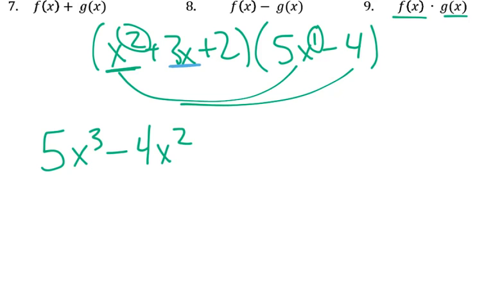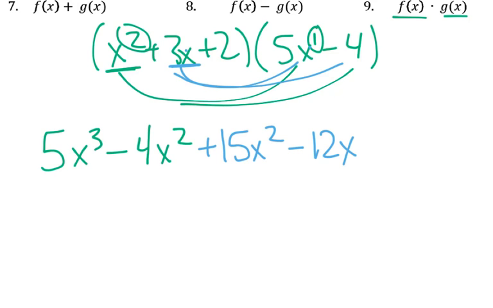Then we do it with the middle term. 3x times 5x would give us 15x times x gives us x squared. 3x times negative 4, negative 12x. Then 2 times 5x gives us plus 10x. 2 times negative 4, negative 8.